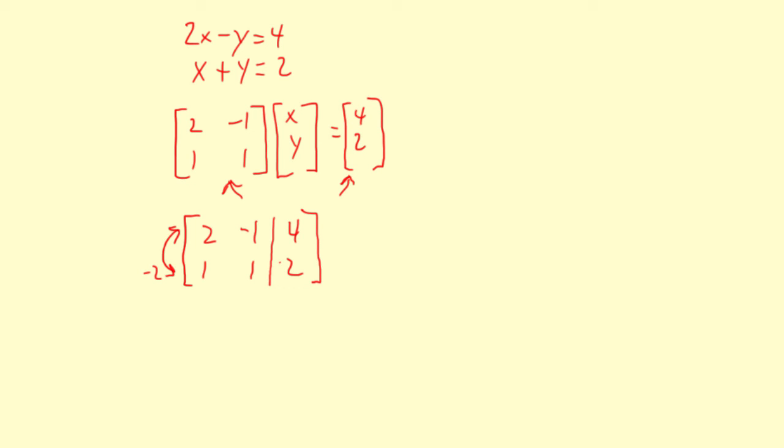The third row operation is adding a multiple of one row to another row, and that's like linear combinations to simplify the matrix. So I could multiply row 1 by -1/2, and then I could add it to the second row, and that wouldn't change the value of the matrix.